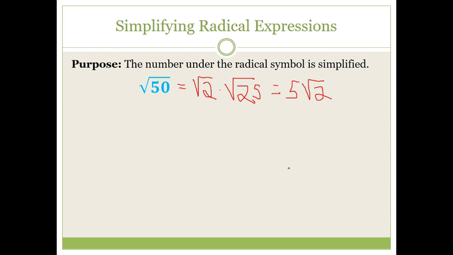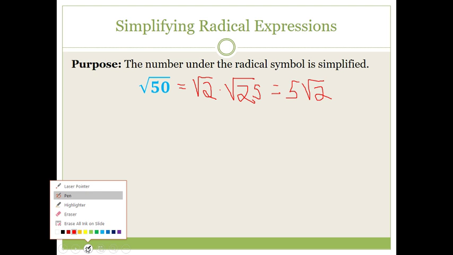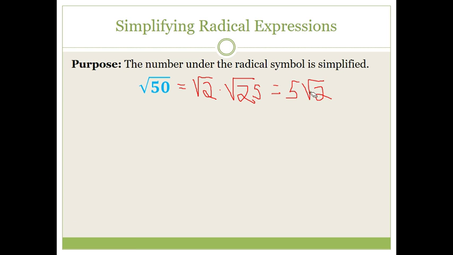All right. I'm going to show you a different way using prime factorizations to do the same thing, and I'll tell you why we want to do it that way.